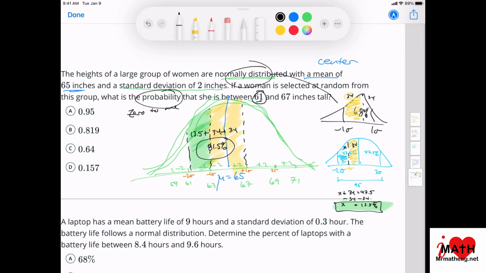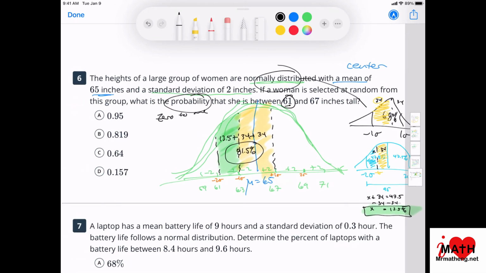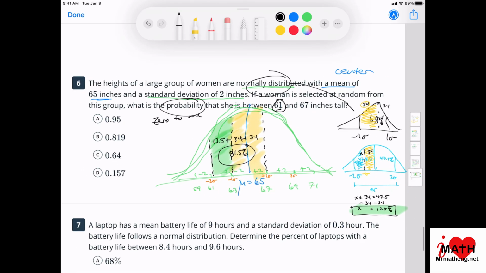Well, I think the closest one would be choice B.